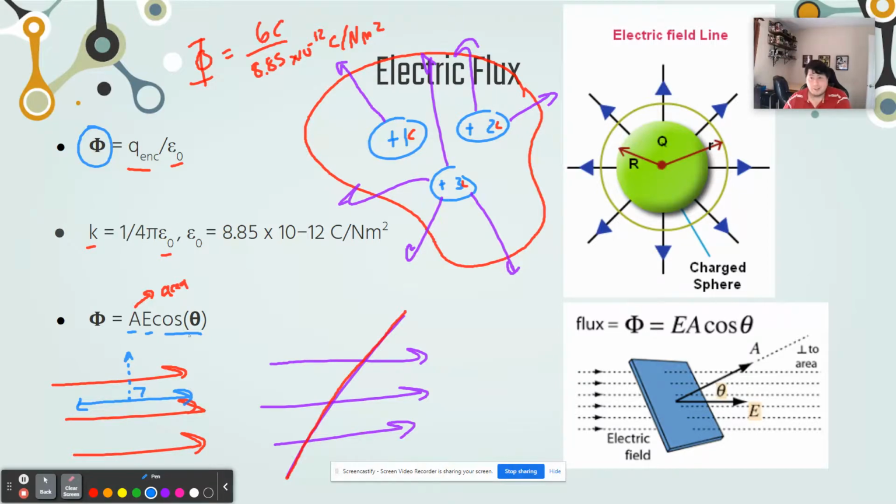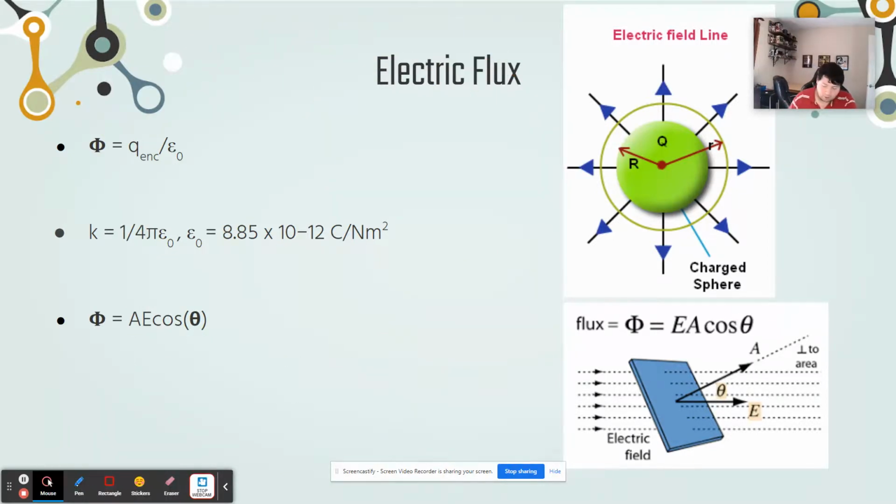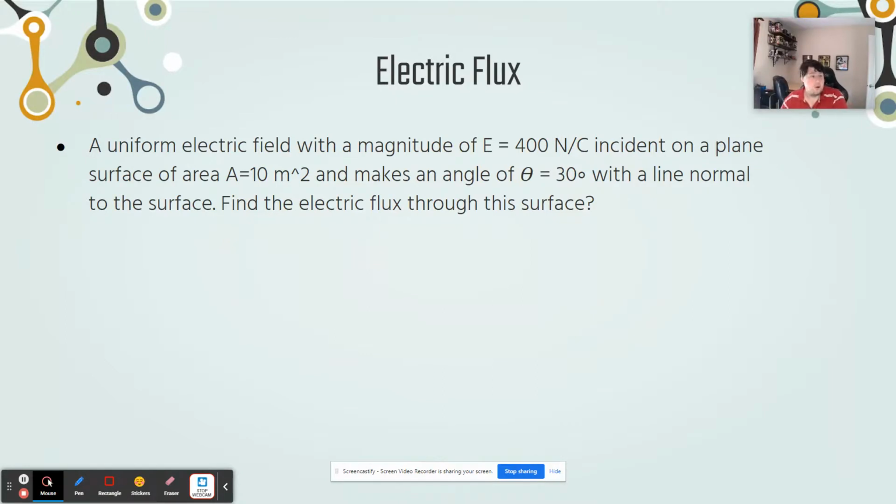Okay, let's take a look at some examples, then we'll be done for the day. So the first one: a uniform electric field with a magnitude of 400 newtons per coulomb is incident on a plane surface of area 10 meters squared. It makes an angle of 30 degrees with a line normal to the surface. What is the electric flux through this surface?